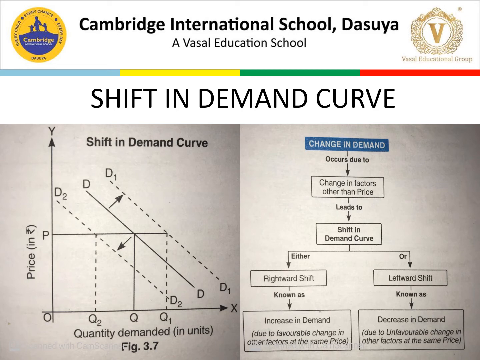It is because of favorable changes, because at the same price when the factors are favorable for people to buy the things, we are able to have an increase in demand. If we are not able to buy the goods, like the situation we are facing now, there are unfavorable changes. Because of that, a decrease in demand occurs at the same price. We call it a leftward shift. Now let's move to the next slide.